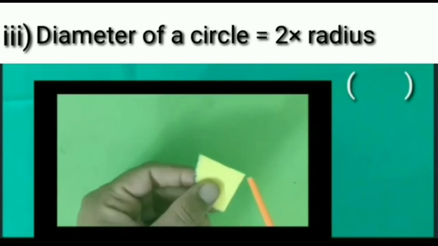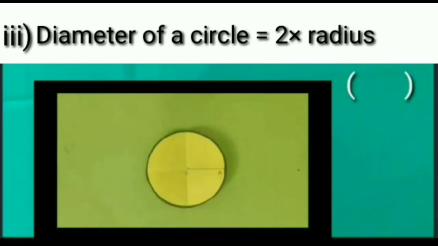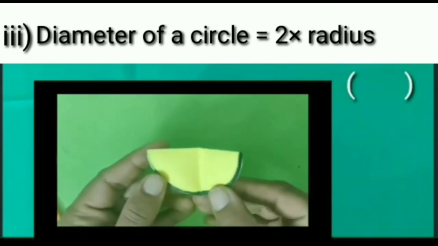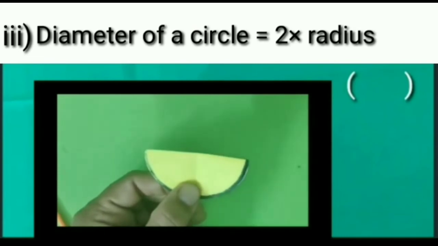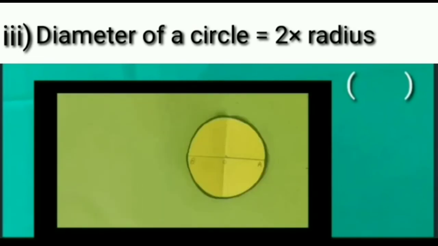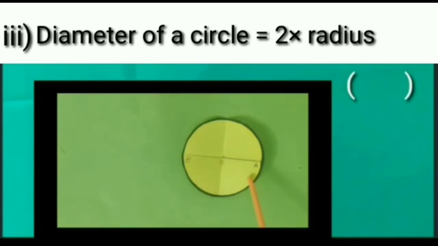The distance from the center of circle to any point on circumference is known as the radius of the circle. Here you can see OA is the radius of the circle. Now unfold the paper and you can see here we have a line segment which is passing from the center and whose end points are on circumference. The line which passes from the center and end points at circumference is known as the diameter of circle. Here AB is the diameter of the circle.